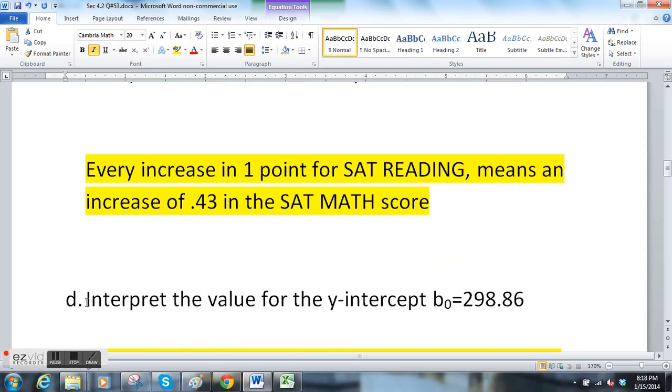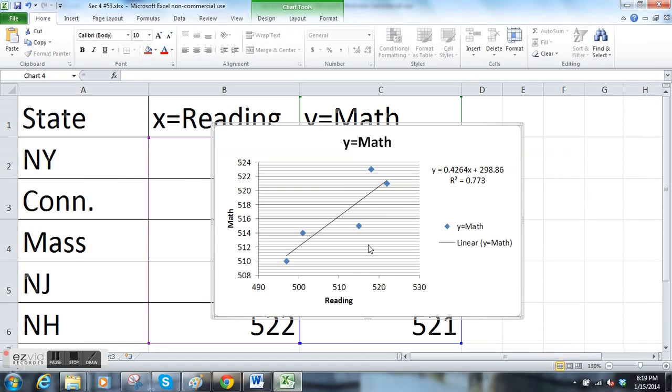Part D says interpret the value of the y-intercept. So the y-intercept we calculated is B0 equals 298.86. So again, if we look at our scatter plot, here's the regression line.